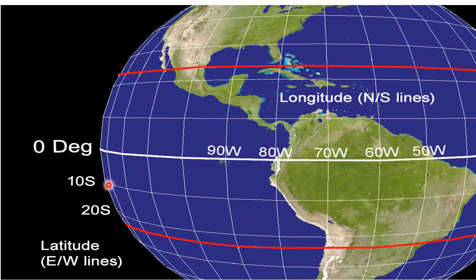With the parallels of latitude, this line is 10 degrees south, 20 degrees south, and in the northern hemisphere that would be 10 degrees north and 20 degrees north. These red lines are the various tropics, the Tropic of Cancer to the north and the Tropic of Capricorn to the south. Anything contained within these lines is called tropical.